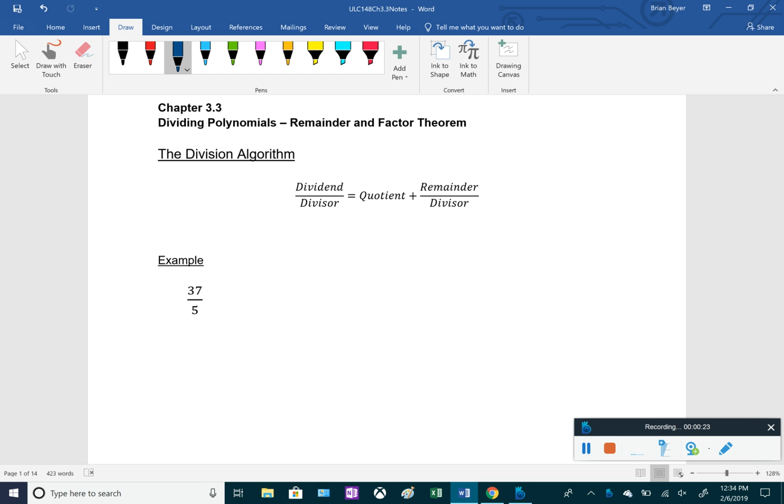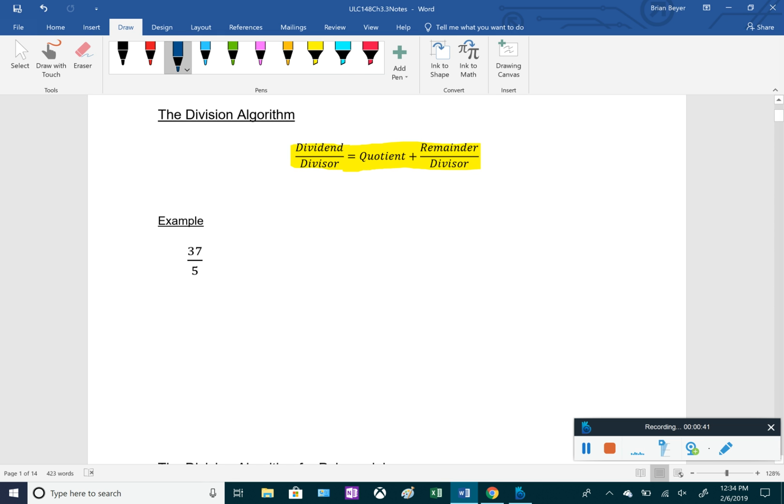When we're dividing two numbers, we can write it as a fraction. It would be the dividend divided by the divisor. We could rewrite that after we divide it as the quotient plus the remainder over the divisor. So let's do this example with numbers first. Let's do 37 divided by 5.